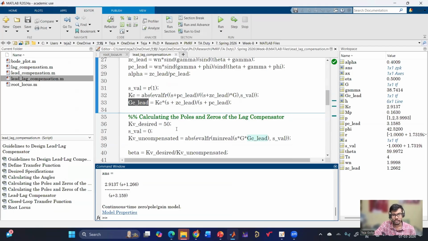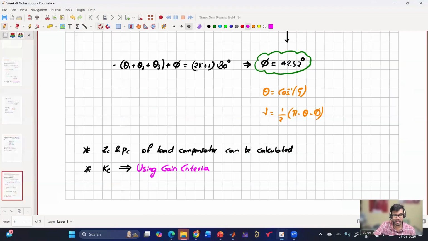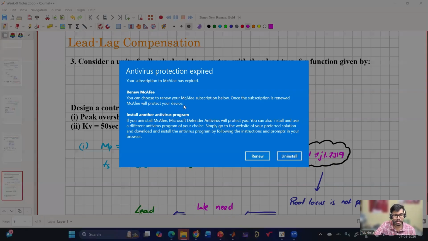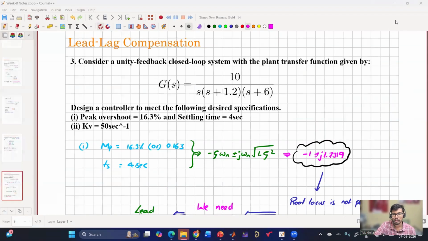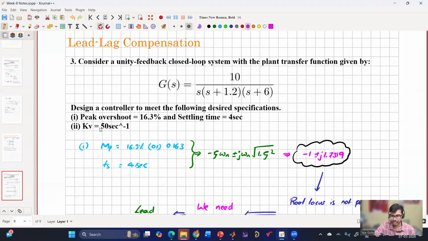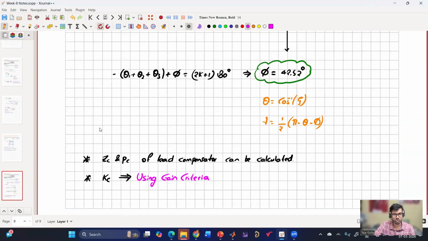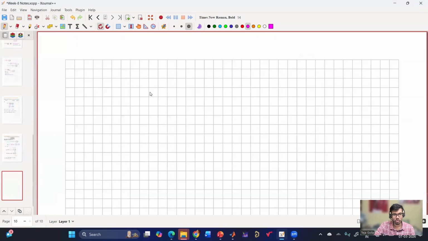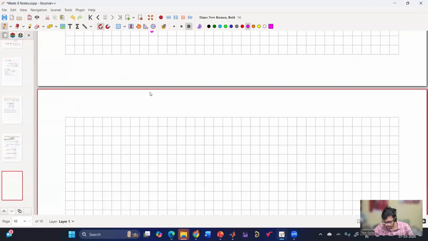Now we have to see whether this G into GC lead is sufficient to get the desired gain. So if the gain is met without needing the lag compensator, and just the lead compensator is sufficient, then we don't need the lag compensator. So what we have to do is, let me go to the next slide. So once this is done, the lead compensator is done.